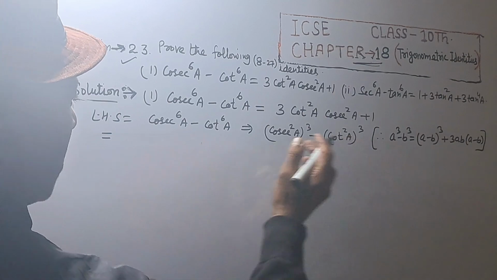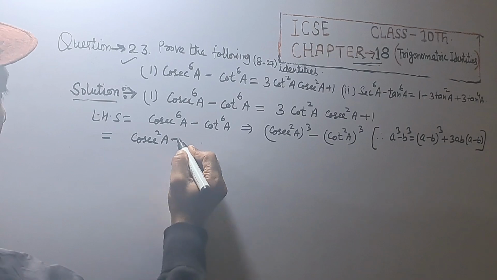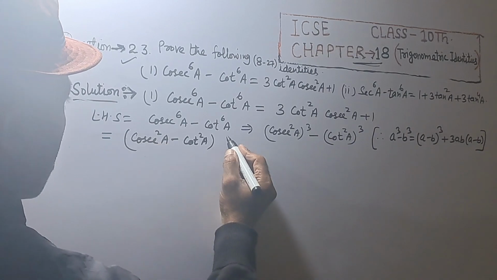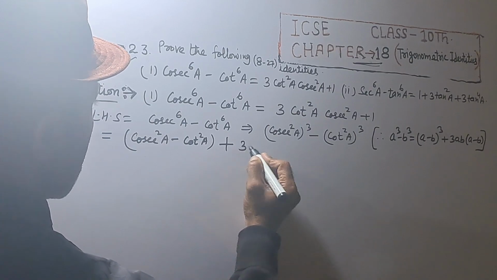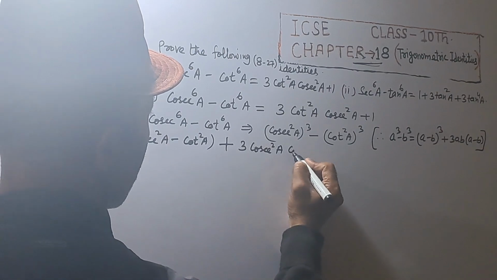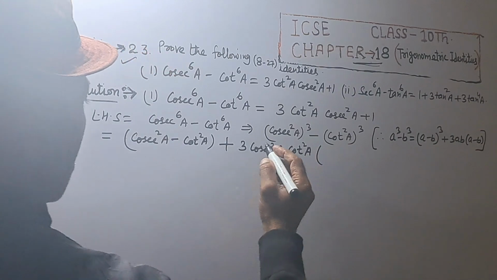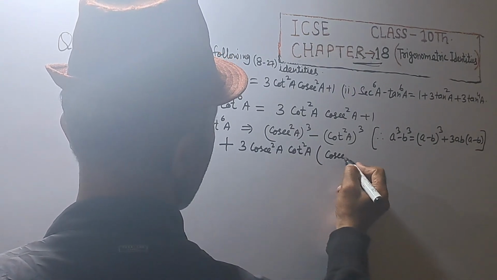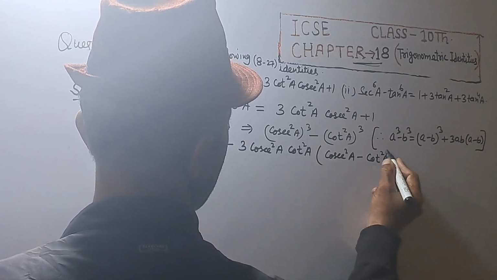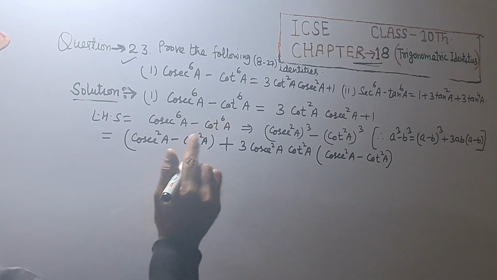that is equal to (a minus b)^3, where a is cosec^2 A and b is cot^2 A, so (cosec^2 A minus cot^2 A)^3 plus 3 into cosec^2 A into cot^2 A into (cosec^2 A minus cot^2 A). Cosec^2 A minus cot^2 A is equal to 1.